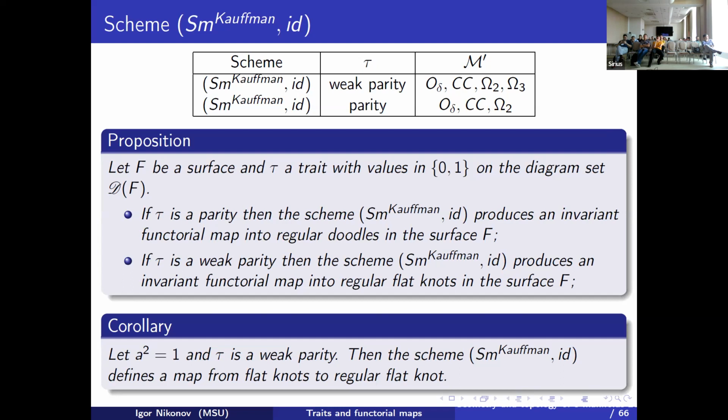with moves Ω and delta, crossing change, and the second randomized move, which can be described as regular doodles on the surface. And there is also another case where we take a weak parity, and the result will be a regular flat diagram on the surface. And if we take the value for the formal variable a such that its square is equal to 1, then we can define this smoothing on flat diagrams, and then we can iterate this functorial map and get new diagrams from some flat diagram on the surface.